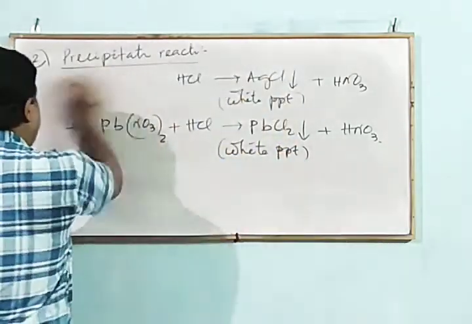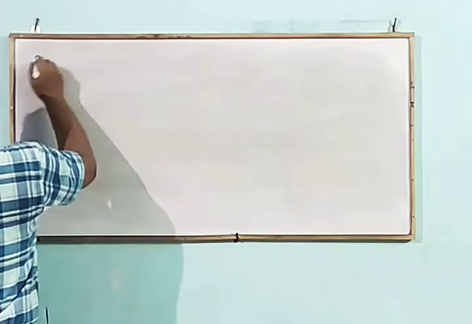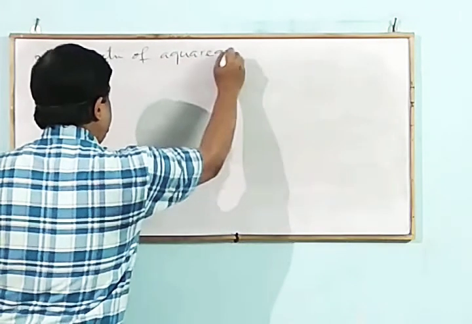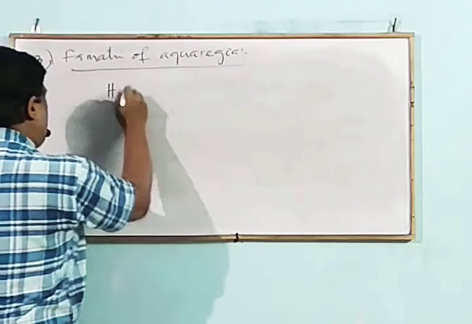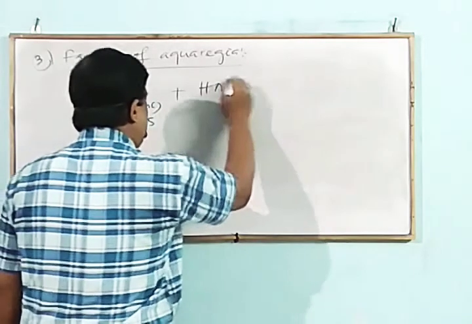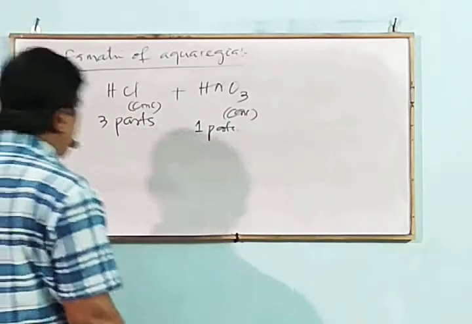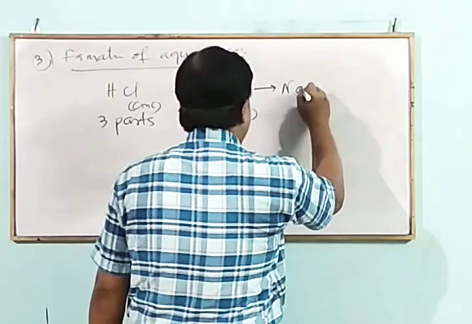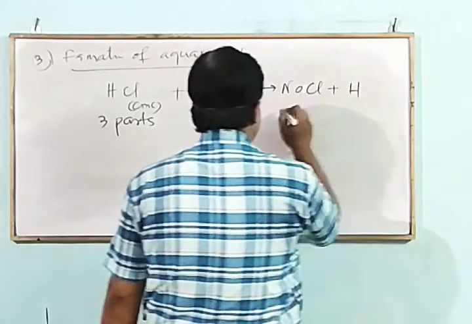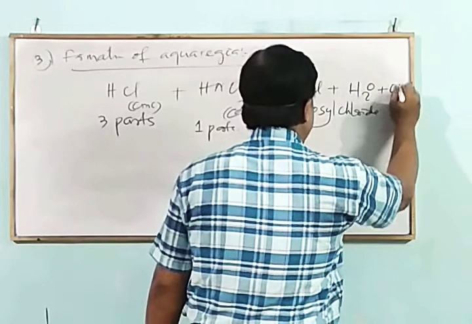Mark the equation. I repeat again. The third chemical property is formation of aqua regia. What is aqua regia? That is concentrated HCl 3 parts and concentrated HNO3 1 part. When 3 parts of concentrated HCl combine with 1 part of concentrated HNO3, the result is the formation of NOCl, that is nitrosyl chloride, plus H2O plus nascent chlorine.